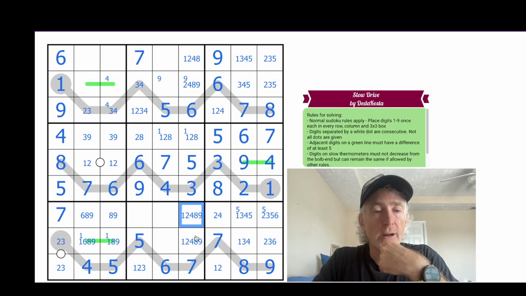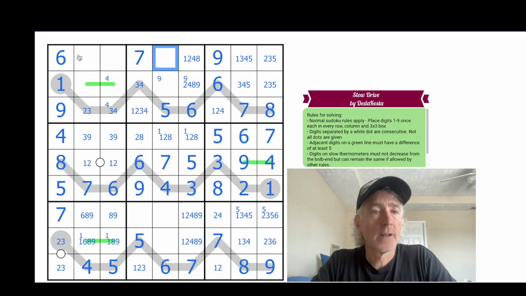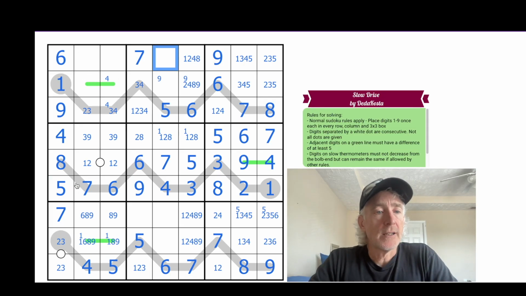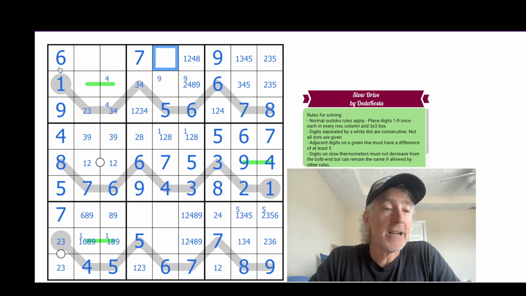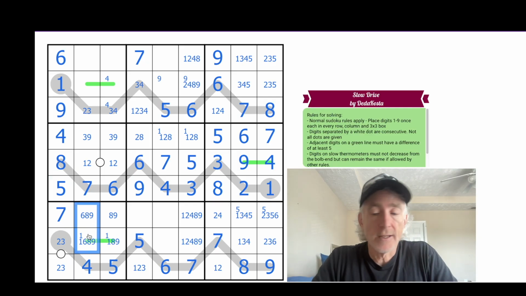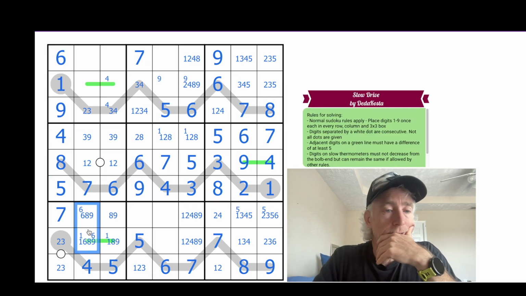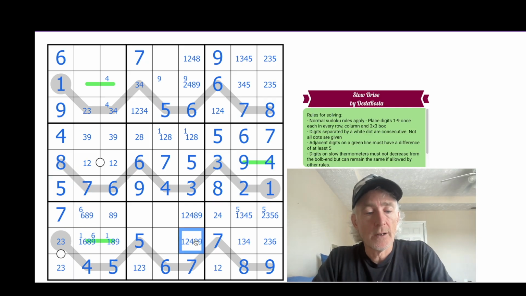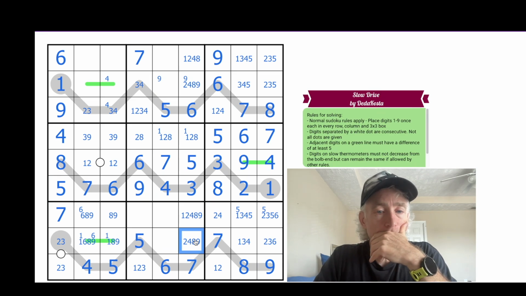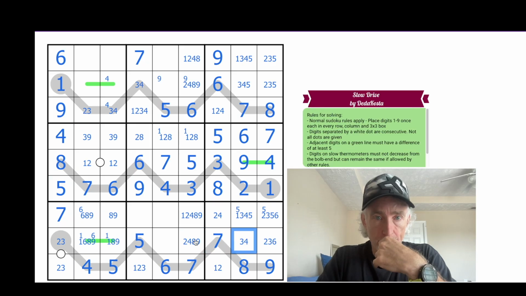I guess that's pretty wide open there. What am I not seeing? So 6 is in one of these two cells. Let's mark that. Oh, this can't be 1. Neither can this. Remember, these ones point.